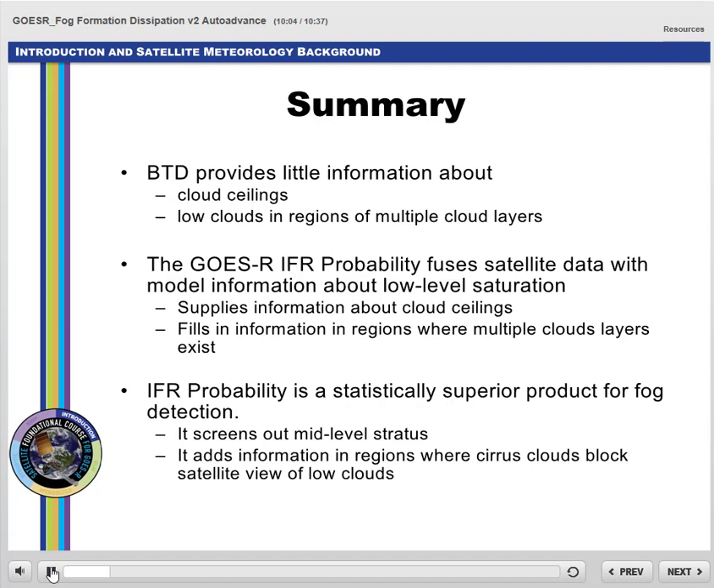Brightness temperature difference fields are challenged to provide information about cloud ceilings, as the satellite sees only the top of the cloud. Brightness temperature difference fields cannot give information when high cirrus obstructs the view of low clouds. IFR probability fields in these cases can augment the satellite to give a more complete description of the near-surface saturation. GOES-R cloud thickness fields can be used to predict fog dissipation time.